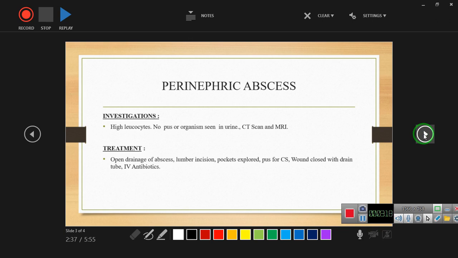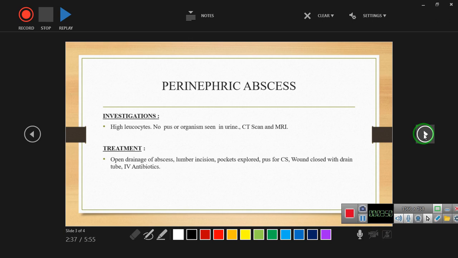Next is investigation. We would do the CBC count. In the CBC count, we would find low hemoglobin level because of the infection, and a high WBC count. If it is an acute infection, neutrophils would be high. In chronic cases, lymphocytes would be high. If we do the urine DR, we see that there are no pus cells or bacteria. The reason being the abscess is outside the kidney, not within the kidney.